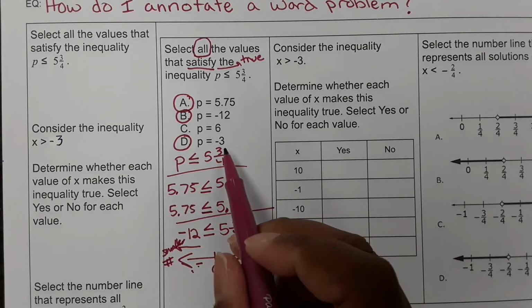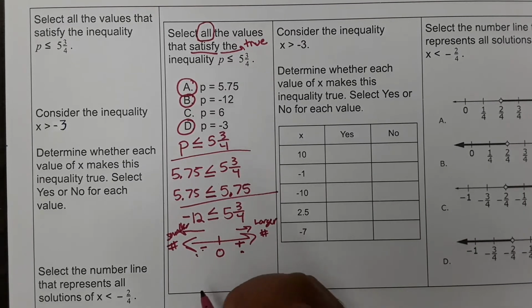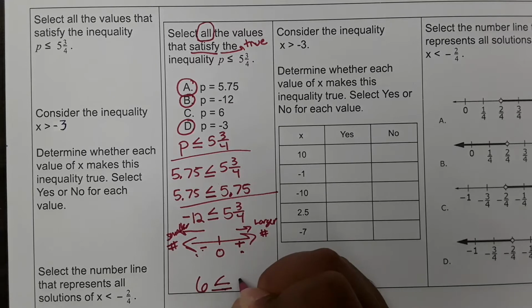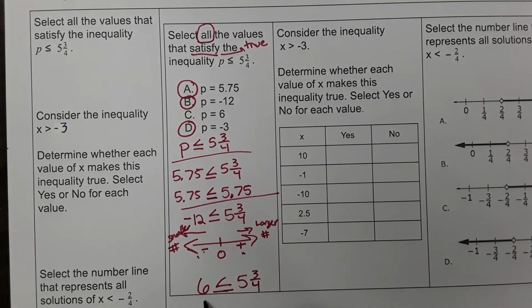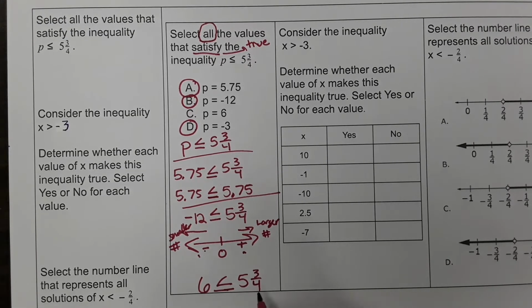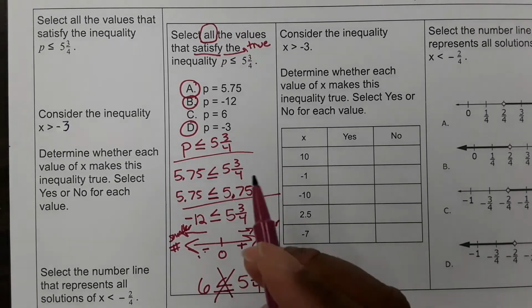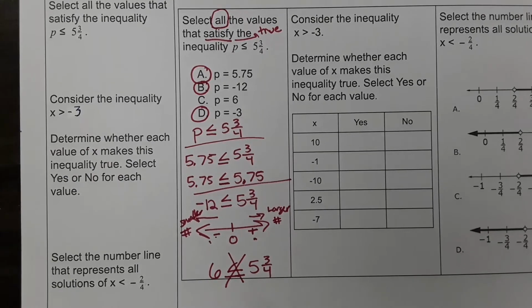And then finally, we look at 6. So if we use this same concept, we're saying 6 is less than or equal to 5 3/4. Well, having $6 is actually more than having 5 3/4 of a dollar. So this is not a true statement, therefore we would not be marking C. On to our next problem.